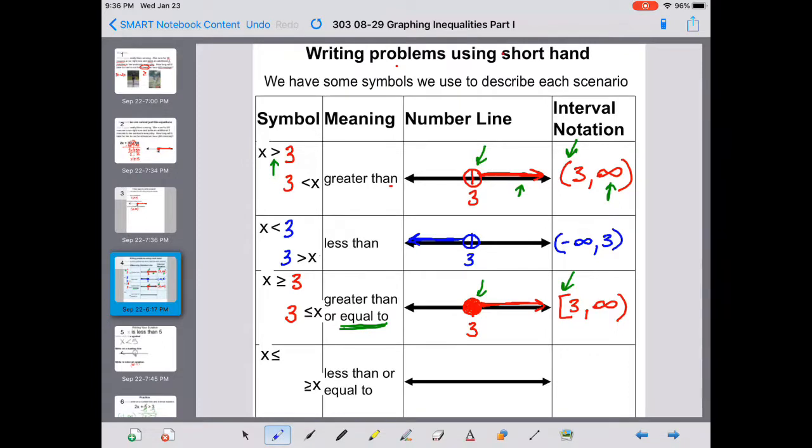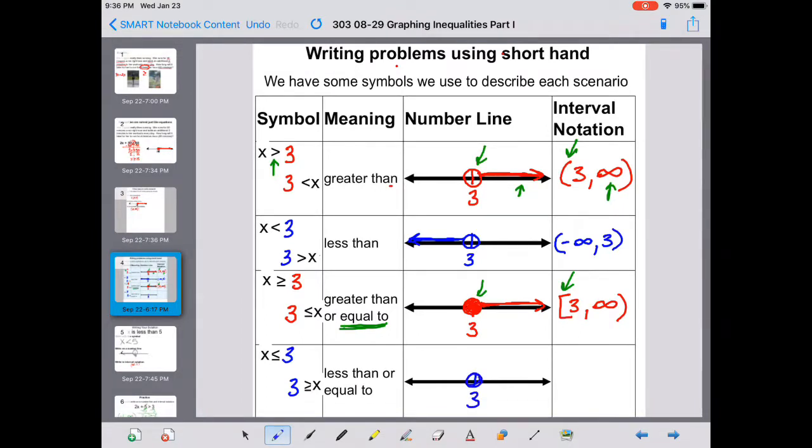For our interval notation, it's very similar, but this time our inequality symbol also goes on the left. When the inequality symbol is on the left, that would be a negative infinity, because it's on the negative side of our number line.